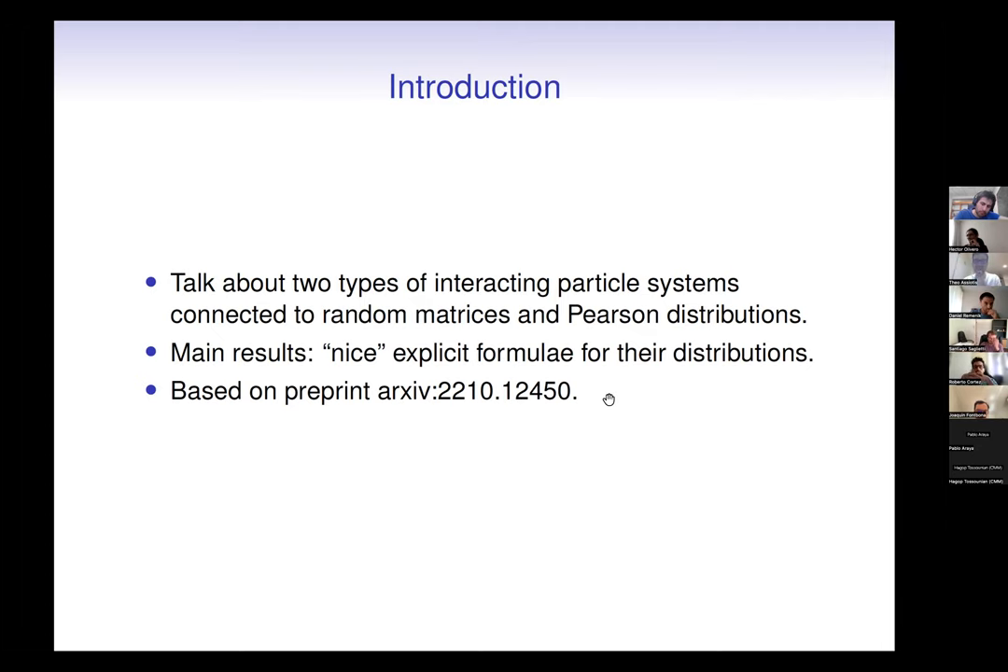Some of the main results are, I guess quite subjectively, nice explicit formulae for the distributions and things like correlation functions and so on. But I will try not to show too many formulae because they can be quite involved. This is based on a paper put on the arXiv about a month ago. Because not everyone is familiar with random matrices, let me start with the basics. I will mainly focus on the Gaussian Brownian case and survey results which are not my results, and in the very end I'll try to explain how things generalize to the general Pearson distributions.